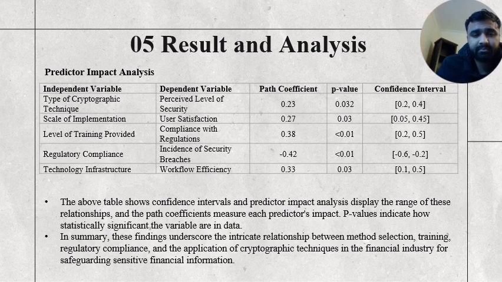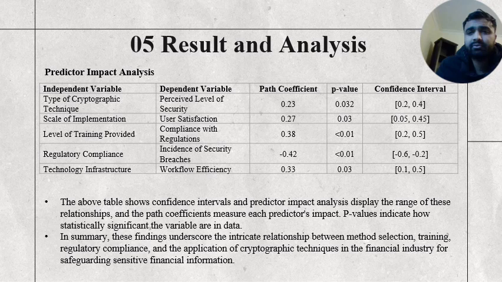So, predictor impact analysis. These are the variables that we took into consideration, independent variables and dependent variables, and these are the path coefficients. The p-value indicates the significance, how strong the relationship between the independent variable and dependent variable is, and if the value is below 0.05, that indicates there is a very strong relation between these two variables.